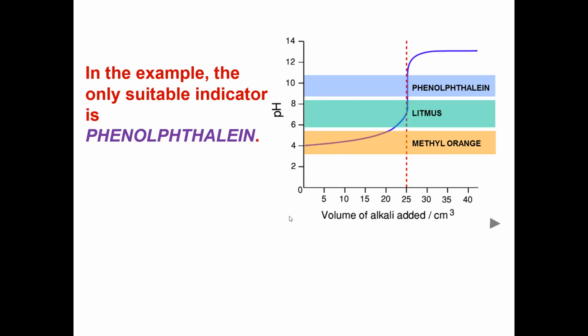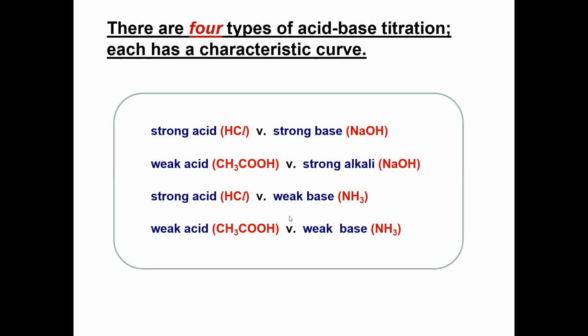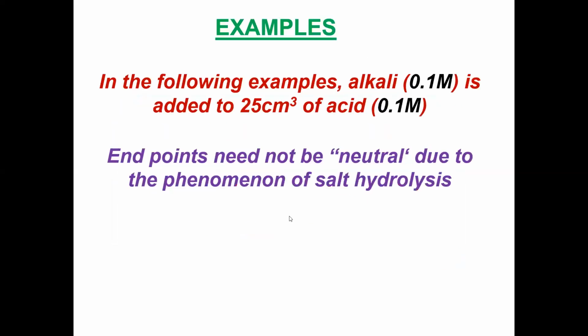In the example, the only suitable indicator is phenolphthalein because methyl orange will not be active in the range we are looking for. So there are acid-base titrations between strong acid versus strong base, weak acid versus strong alkali, strong acid versus weak base, and weak acid versus weak base. This is a general table, and we have this knowledge from AS chemistry, that when we design a titration, it is important to see what the pair is.